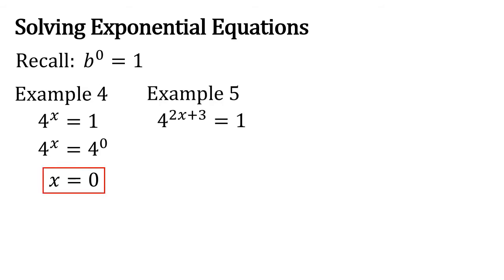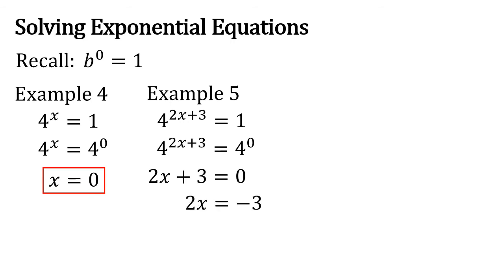Example number 5. 4 raised to 2x plus 3 equals 1. So let's make this 4 raised to 2x plus 3 equals 4 to the 0. So now they have the same base. Equate the exponents: 2x plus 3 equals 0. 2x equals negative 3, so 3 was transposed. Change the sign. Divide both sides by 2. So x is equal to negative 3 over 2. And that's the solution of our exponential equation.